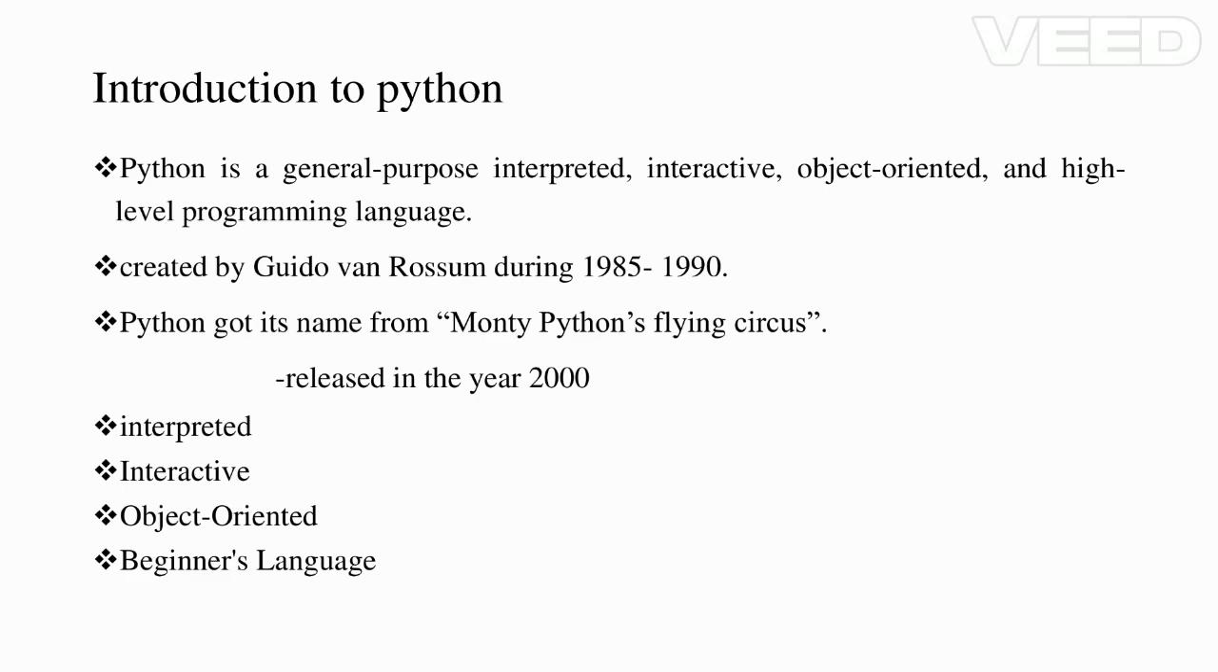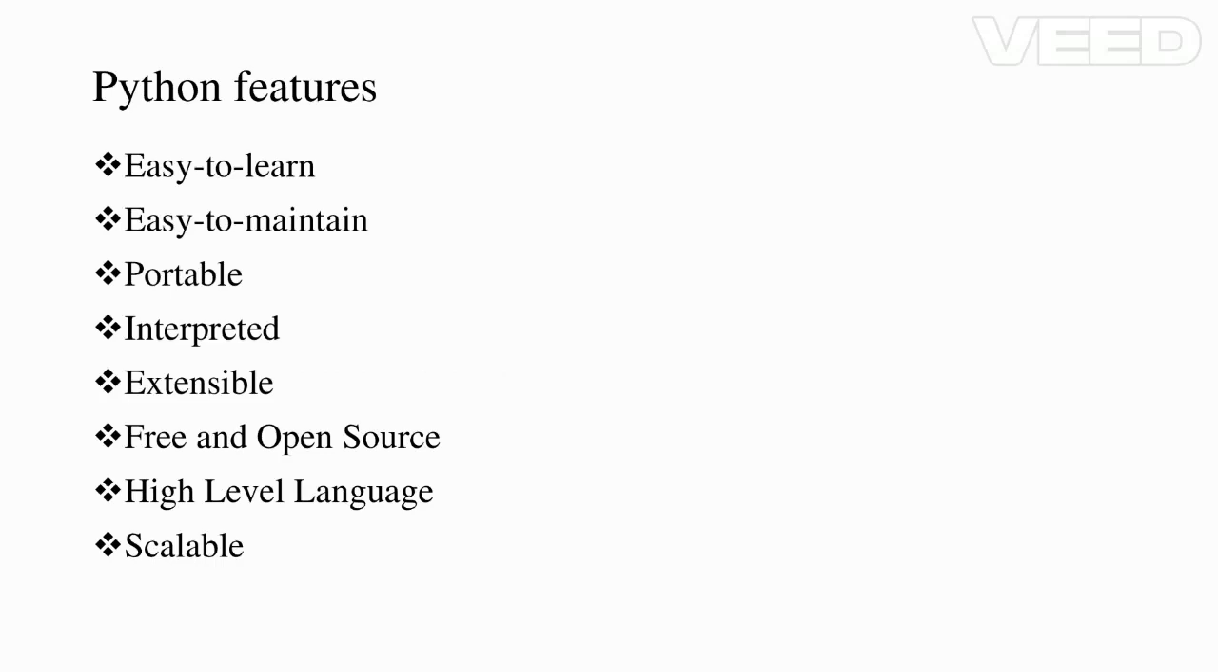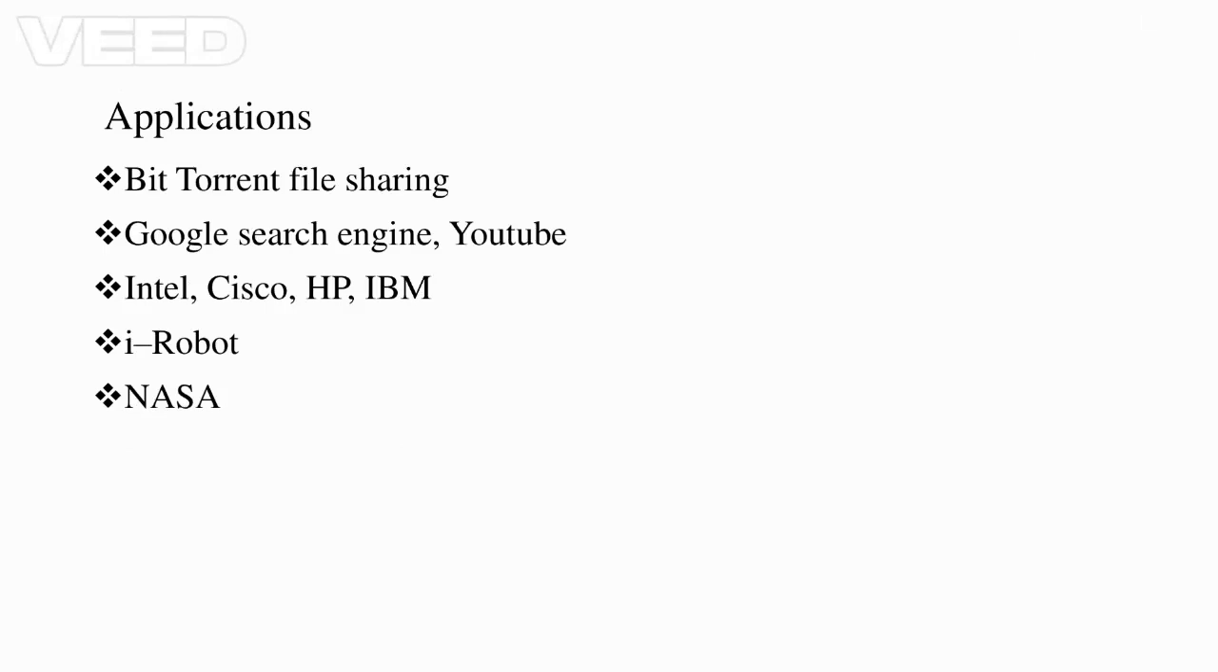Already we have seen that it is an interpreter, interactive, object oriented, and it is also a business language. Then we are going to see about some features of Python. These are some features of Python, and it is also free and open source. Next one, we are seeing the applications of Python. These are some applications of Python used in real time.